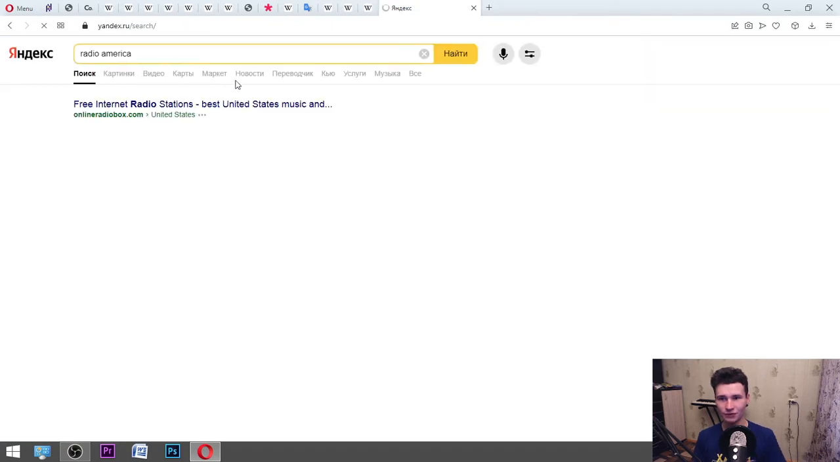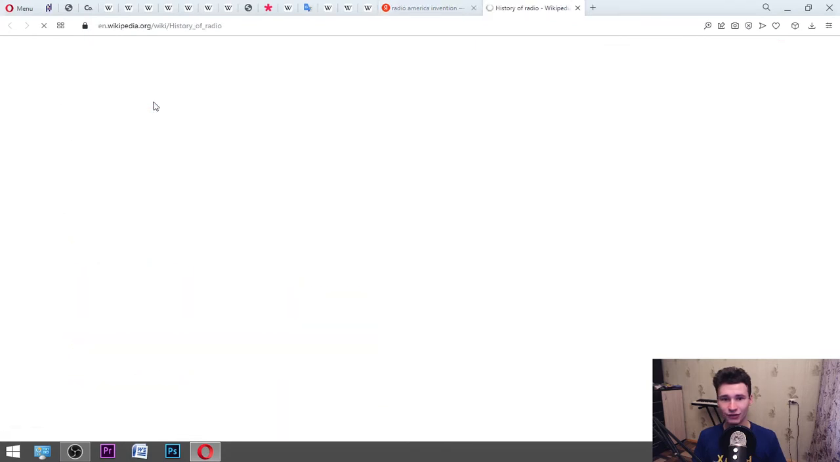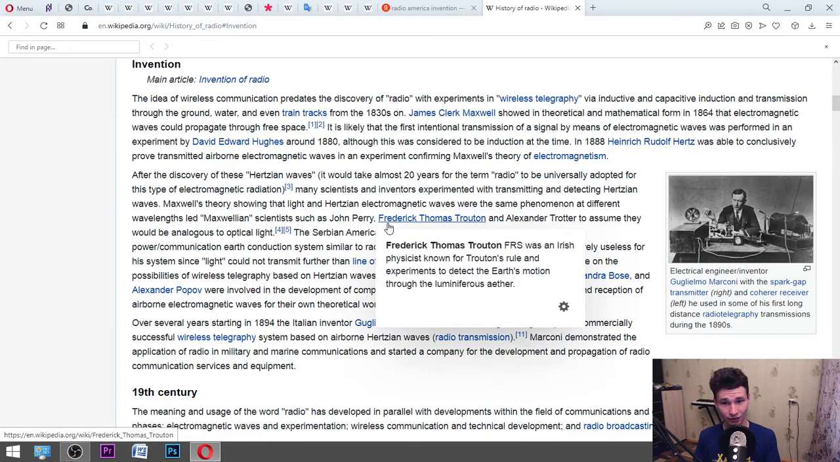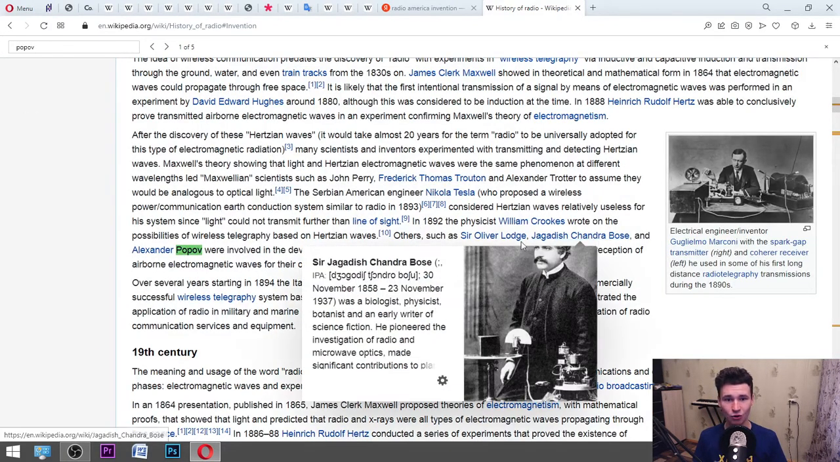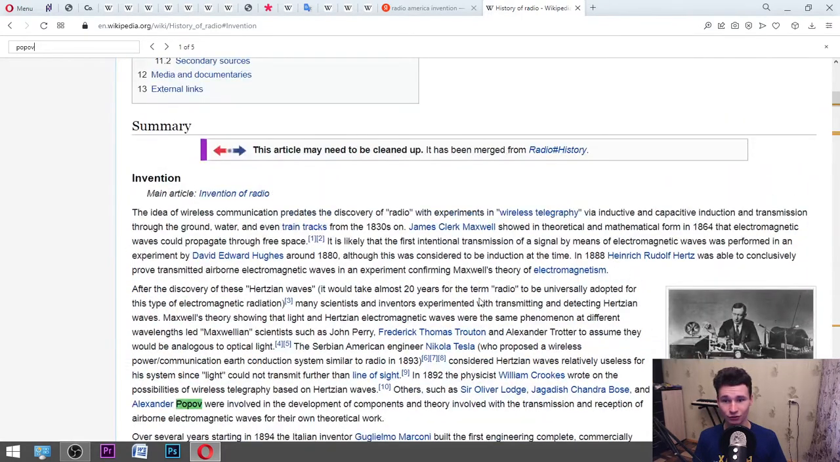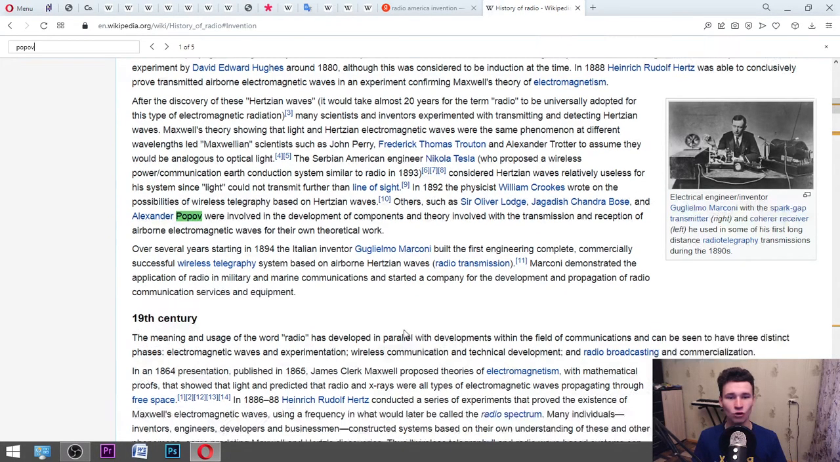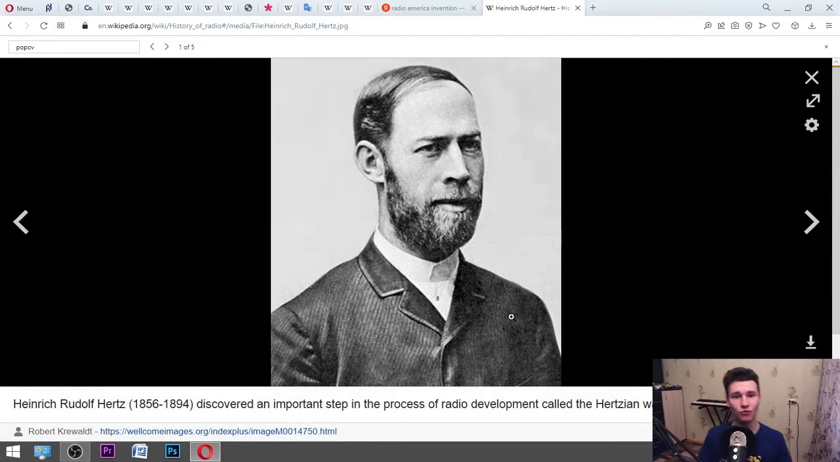Radio America invention, because we have the history of radio, let's take a look. We have inventions, and also Maxwell, and also Popov. Yes, Alexander Popov is here, and Bose, and Sir Oliver Lodge, and we are involved in the development of components and theory, and also Hertz we have.